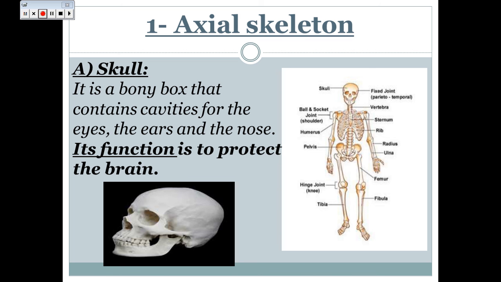A. The axial skeleton. Number 1 in the axial skeleton is the skull. The skull is a bony box which contains cavities for the eyes, ears, and nose. And the skull is very important to protect our brain.